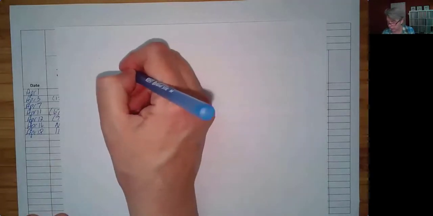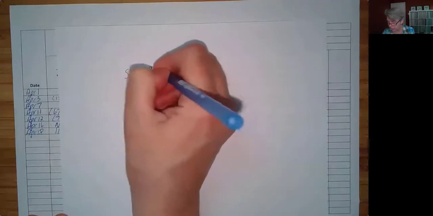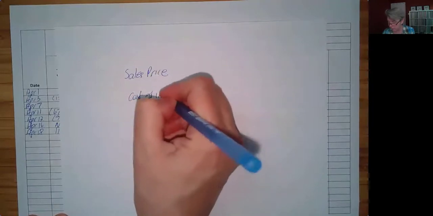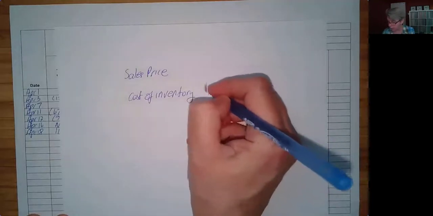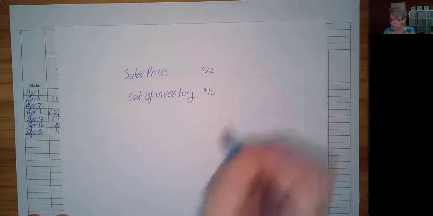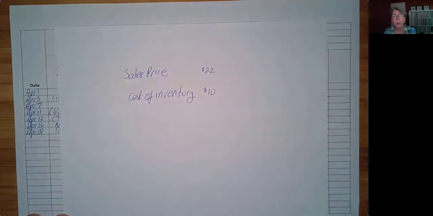When we sell inventory, two things actually happen. We sell something for a sales price, and then we have the cost of the inventory. Let's just do a quick example of what I mean. Let's assume that we have a very cheap toaster. And the toaster, when we bought it, cost us $10. But when we sell it to our customers, we're going to sell it for $22. Well, you can see that those two amounts don't equal. So therefore, we have to do two sets of entries.